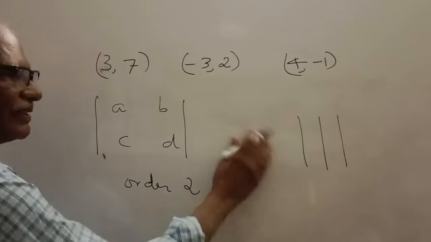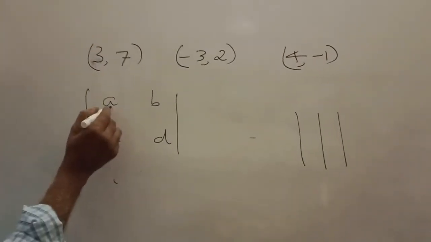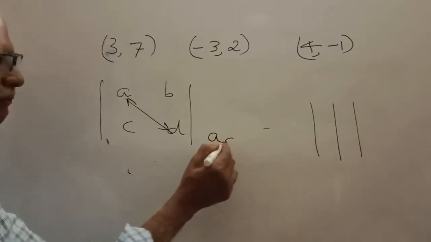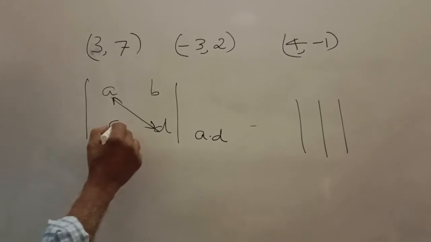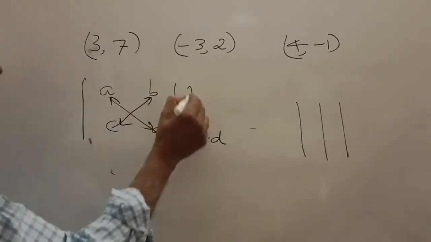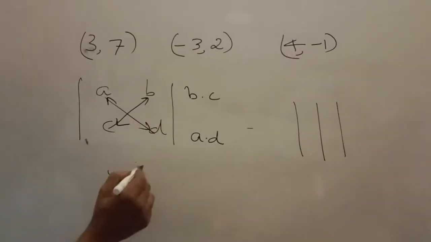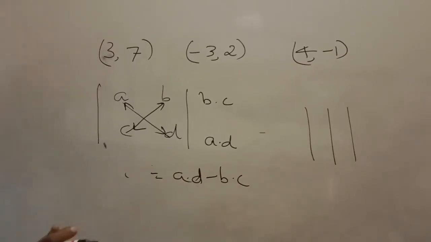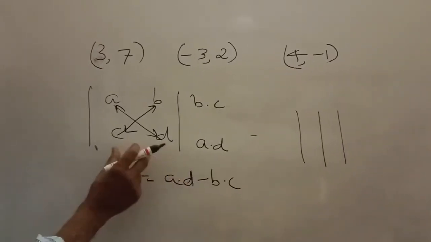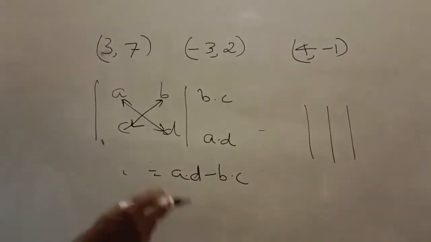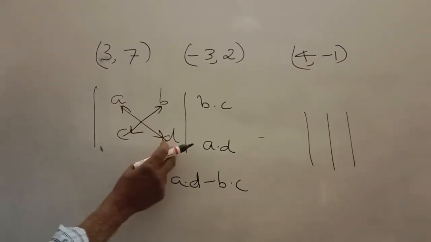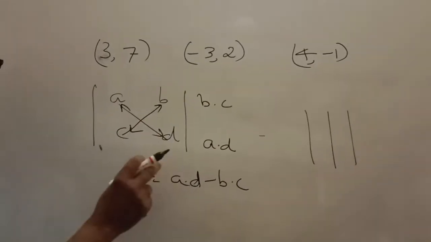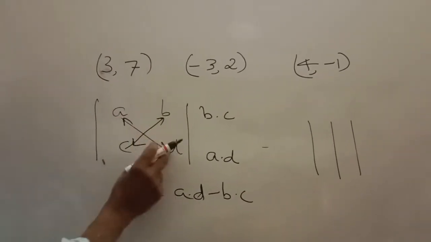Now the value of this determinant, the definition: we multiply the principal diagonal elements A into D and the other diagonal elements B into C, and the value of this is A into D minus B into C. So it is the rule for a second order determinant. Multiply the elements of the principal diagonal, multiply the elements of the other diagonal, and subtract the latter from the first.